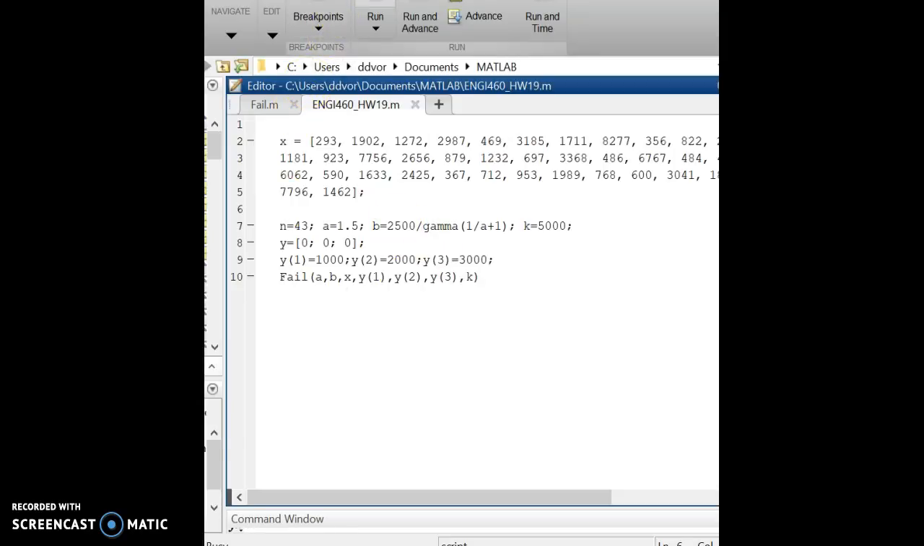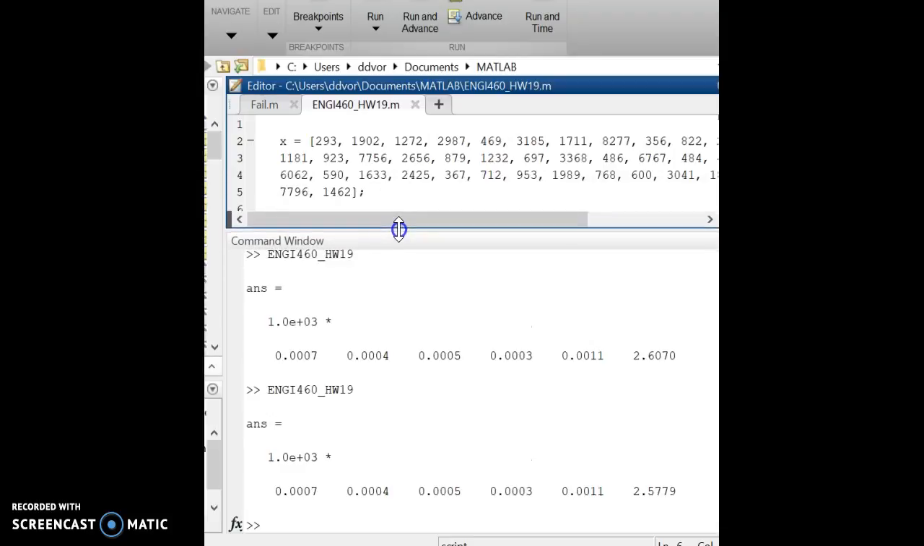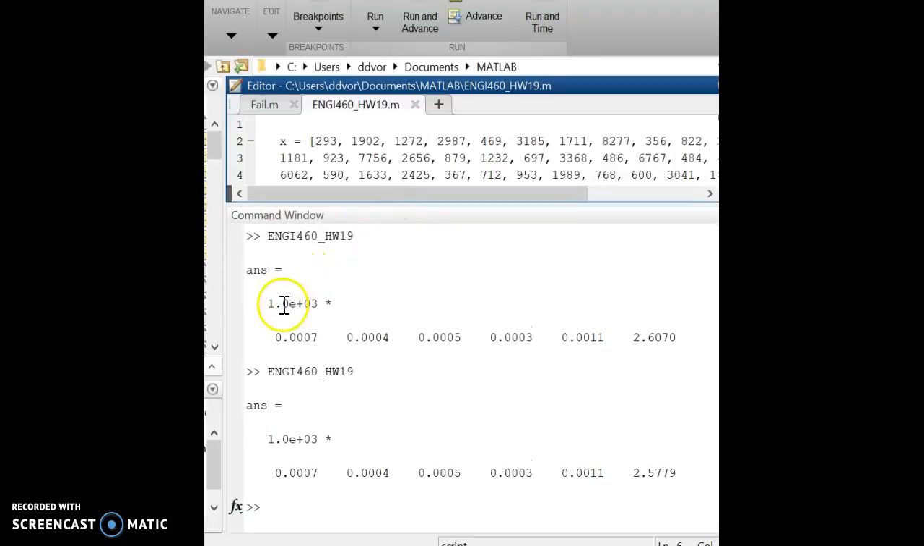If I run this, and I already ran it previously, that's why you're seeing it again, our answer is about 1,000 times these numbers. You can see that these first 5 look about the same, and then that 6th one is a little bit different, but around 2.6 is where we're looking at. It looks like I'm out of time, but you can see that this code works.